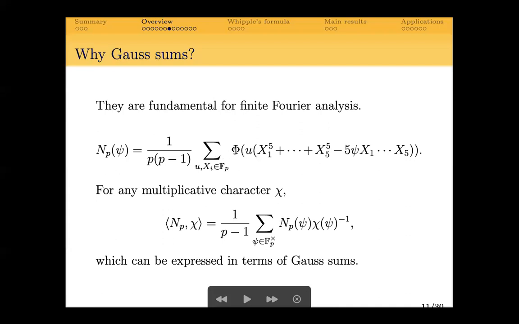And now once I write it in this way, there is, by default, an additive character. And for any multiplicative character, if I do the finite Fourier analysis, I do the inner product. Then I can easily convert the right-hand side into a combination of Gauss sums. And they're playing the role of more or less what we've seen before as binomial coefficients.